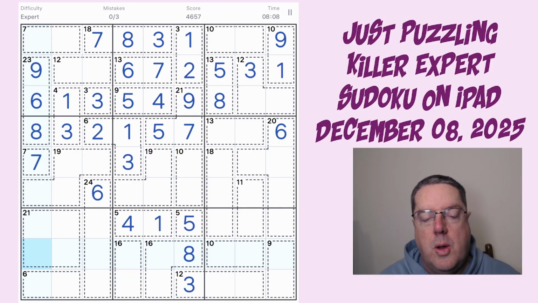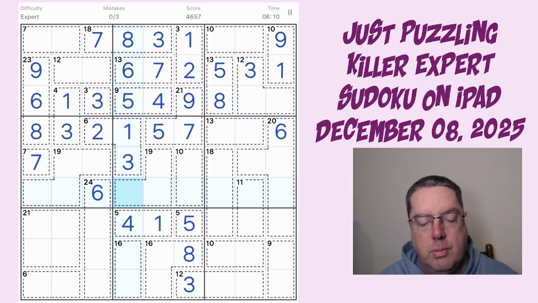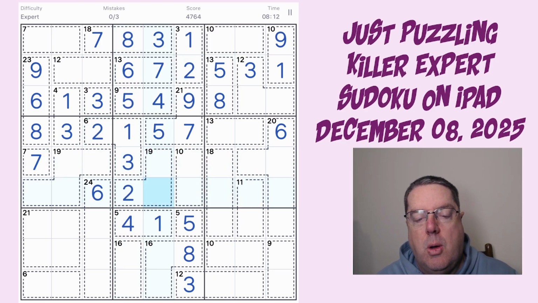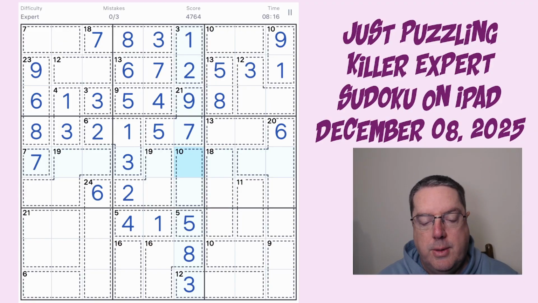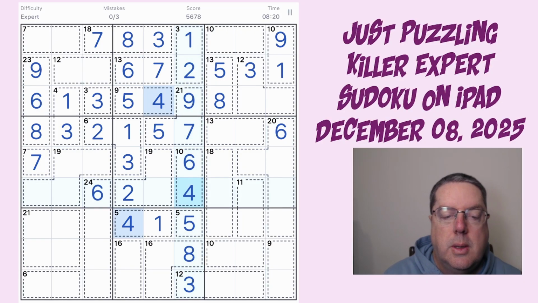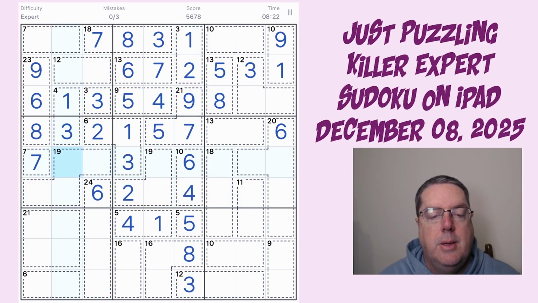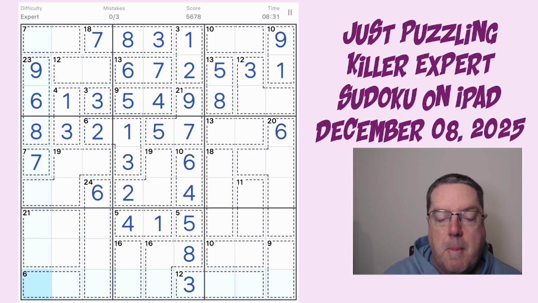So 9 and 7 here. So 1, 2, 8 and 9, 6 and 4. 6 can't be there, so that's a 6, leaving this to be a 4. So 4 is up here somewhere. 4 is here somewhere. So 4 is going to be one of these two. Okay.